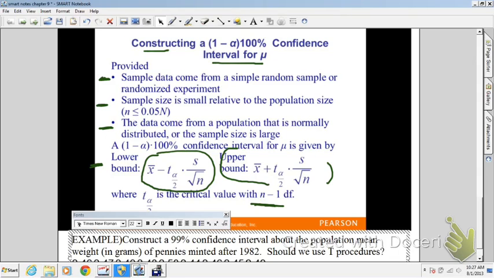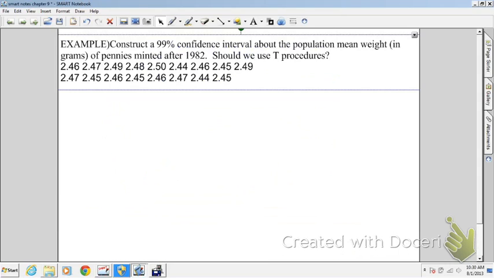Okay, let's go ahead and read a problem. Try this together. We're going to use technology and also try and do it by hand. Okay, so here's the problem. We are told to construct a 99% confidence interval about the population mean weight in grams of pennies minted after 1982. And it asks, should we use T procedures?